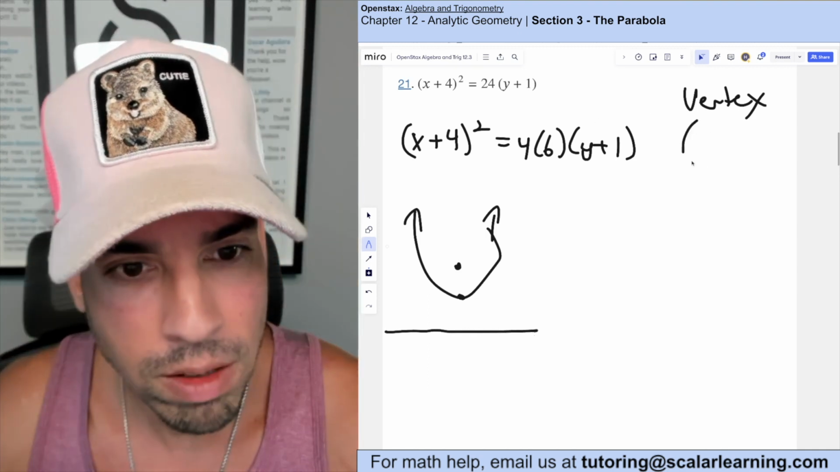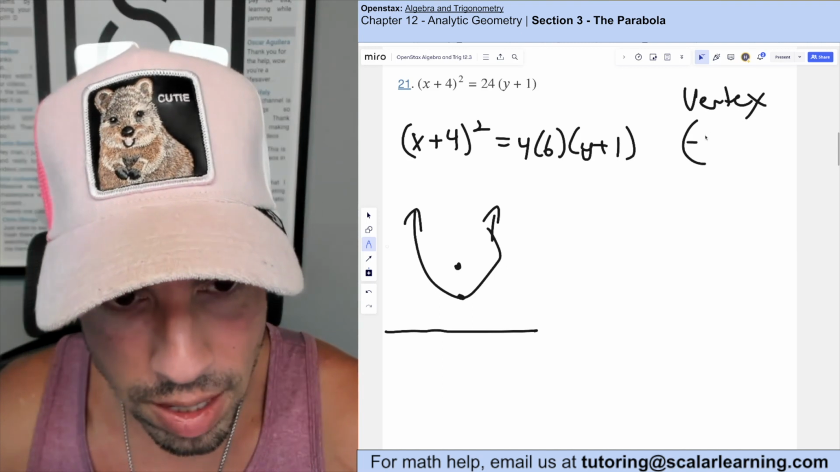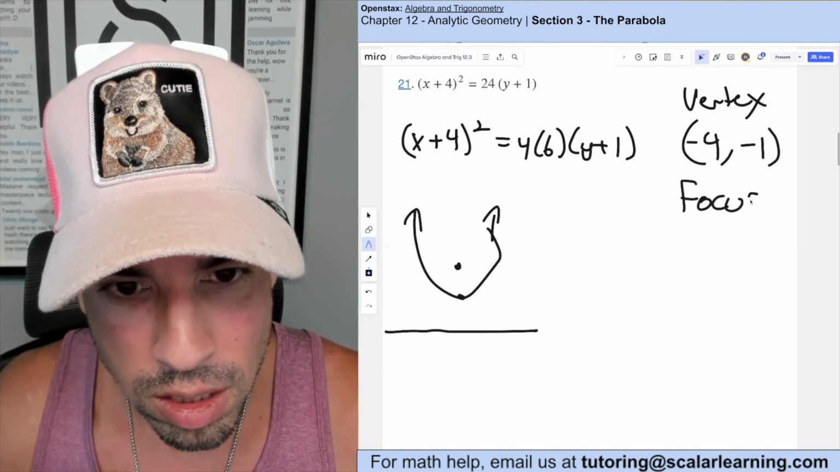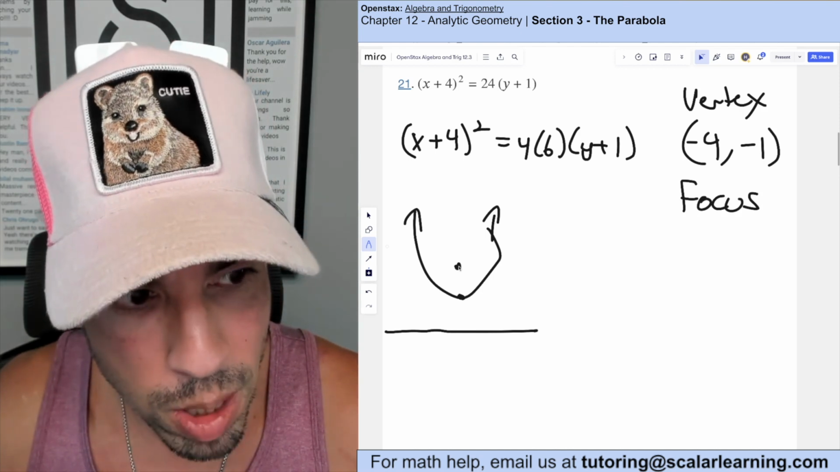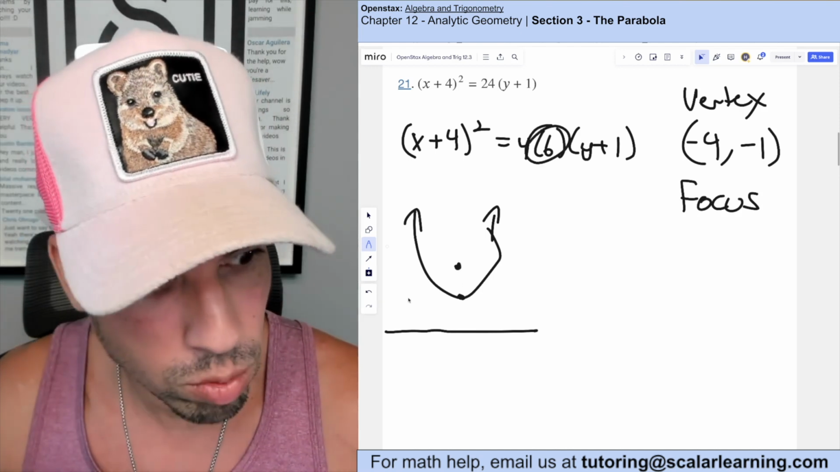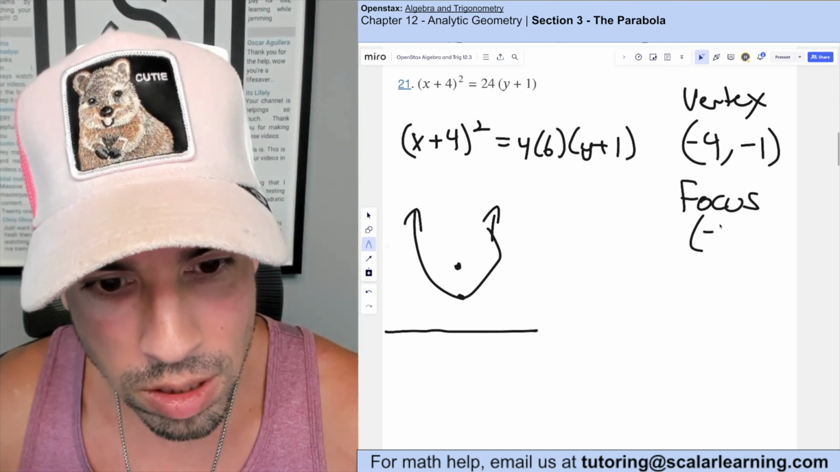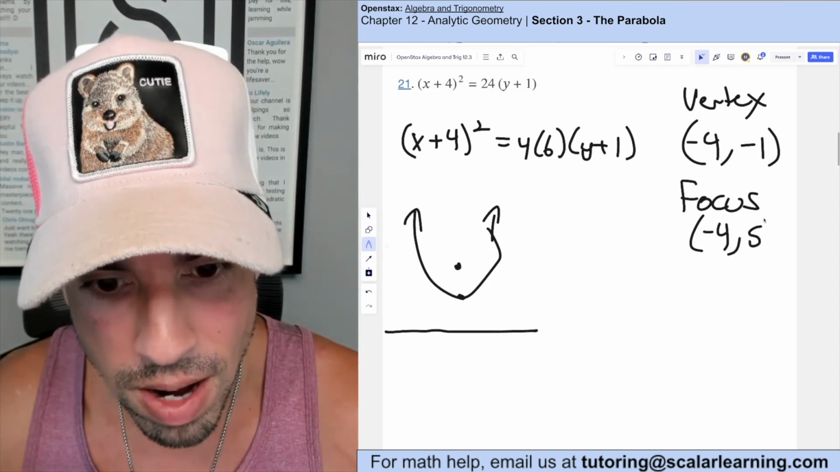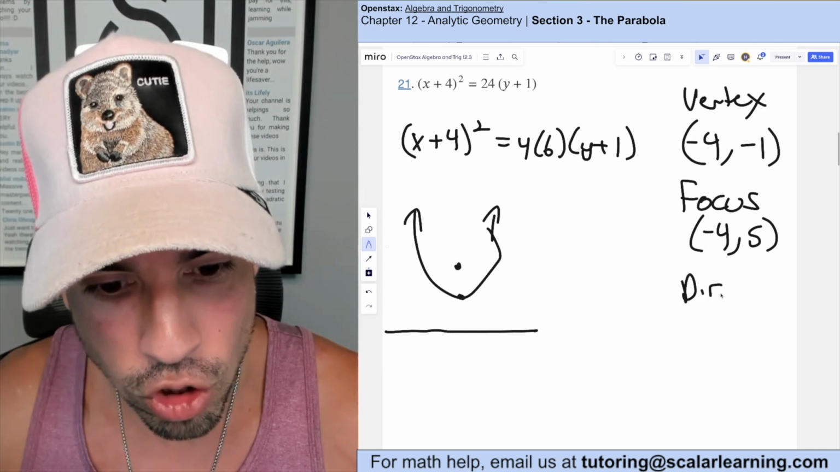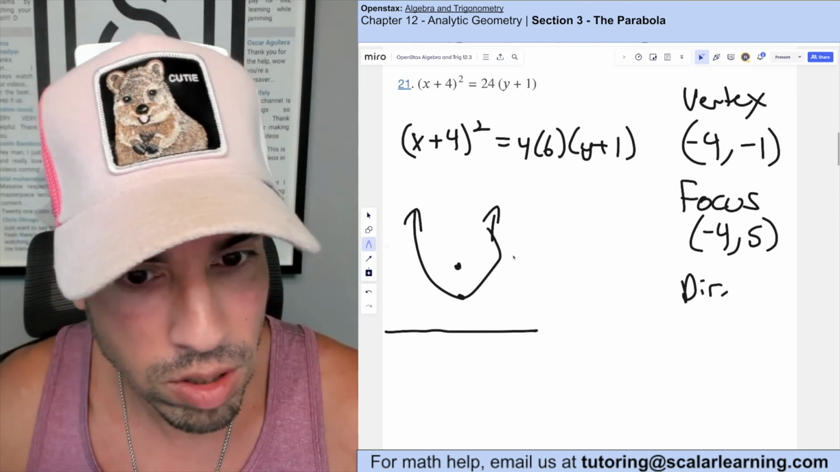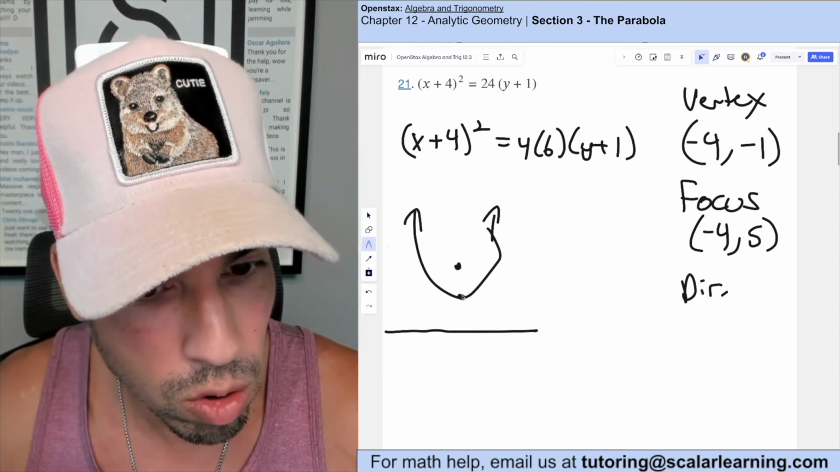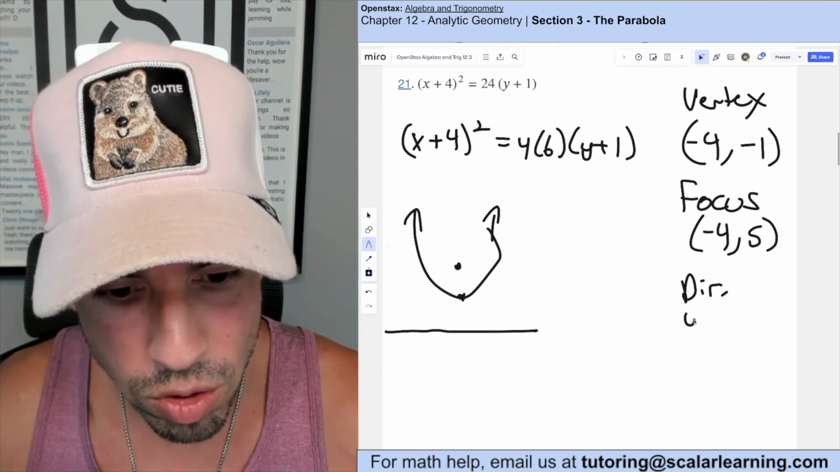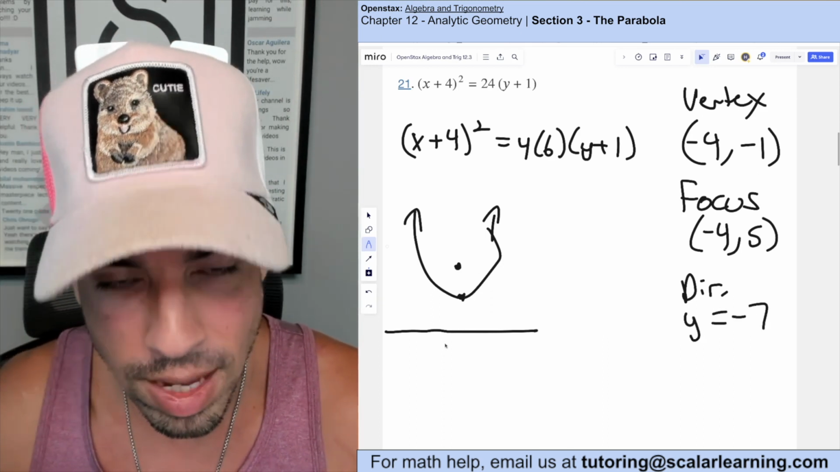Okay, so first we got the vertex, opposite of these two values, negative 4 comma negative 1. Okay, the focus, as I mentioned, we're going above or up by this value, which is 6. So my focus is negative 4 comma negative 1 plus 6, which is 5. And then my directrix, okay, is this value down here, and we're going 6 below that vertex. So you minus 6 from that, and it's y equals negative 7. That's how you do it.